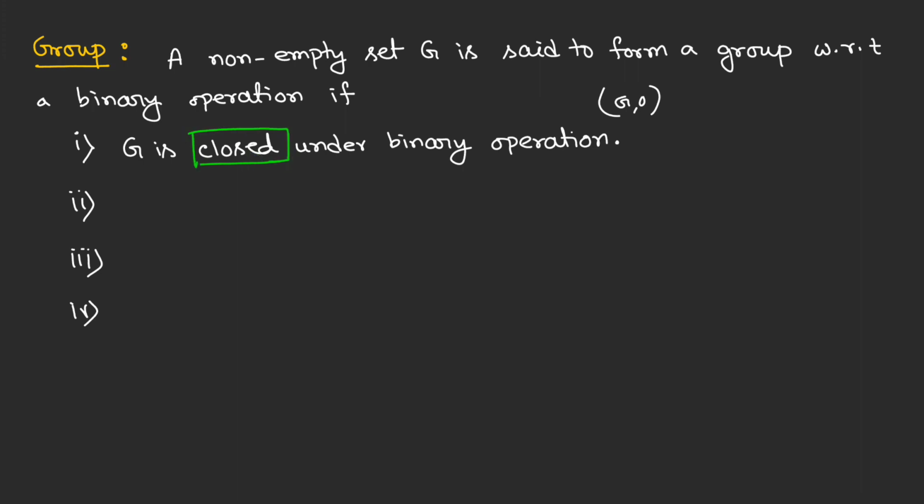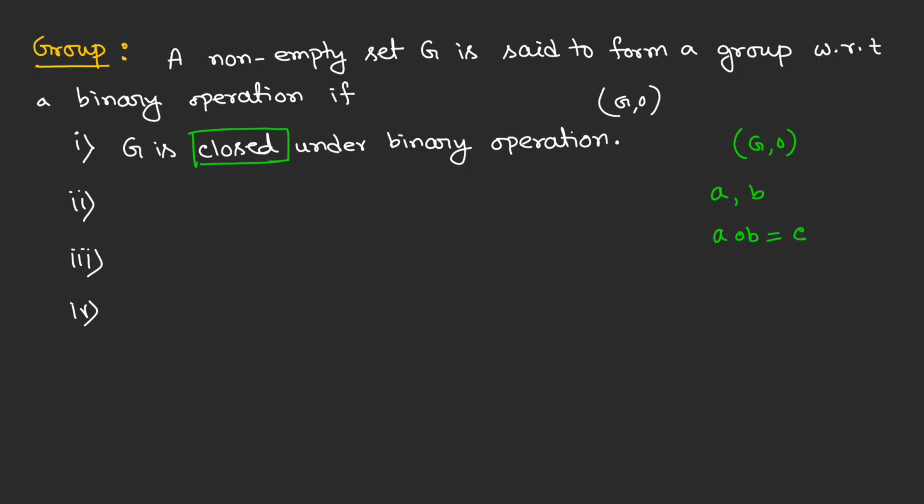Closed means, suppose (G, circle), this is your groupoid. Now you have to take any arbitrary elements, let's say A and B, and apply the binary composition A circle B. The binary composition may be addition, subtraction, multiplication, anything.